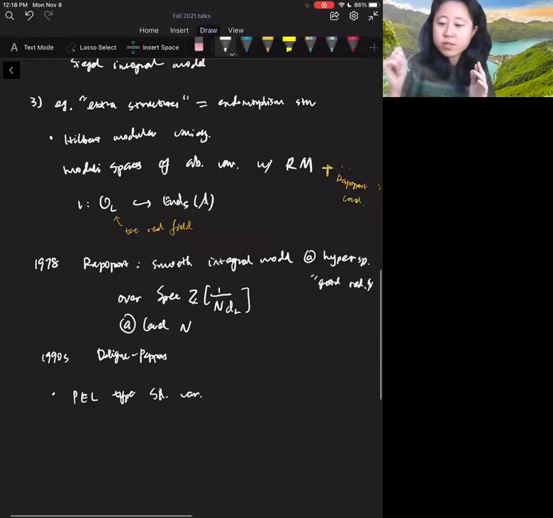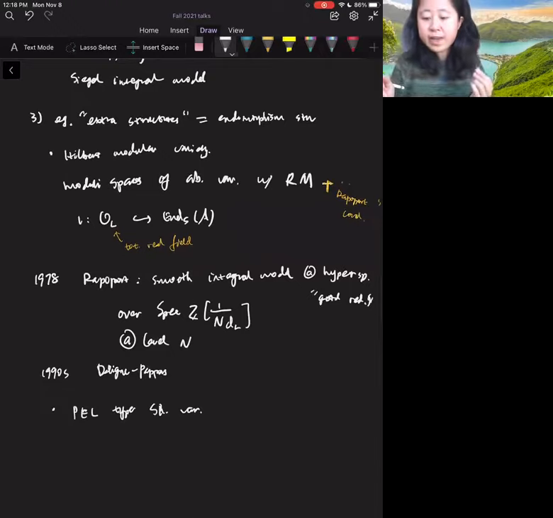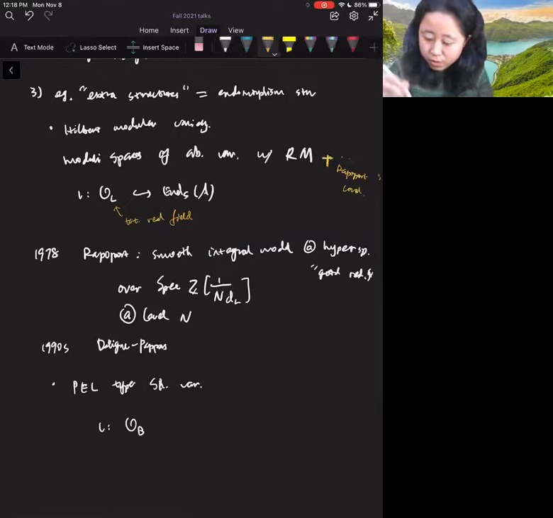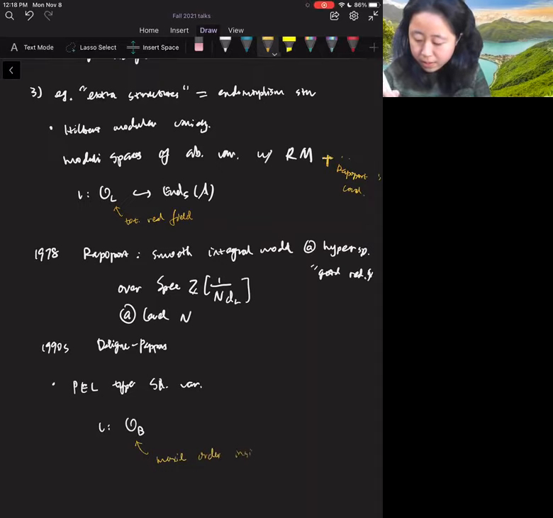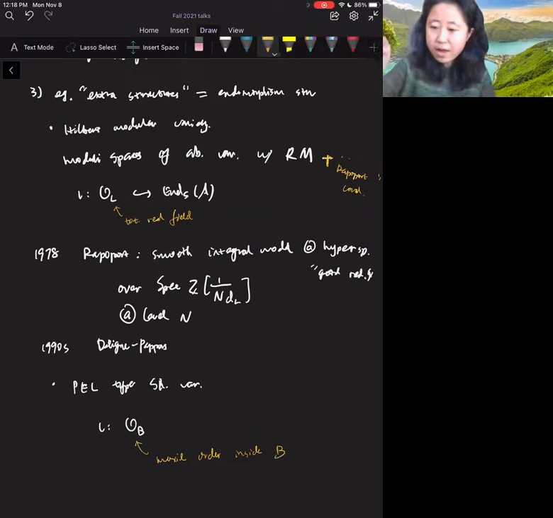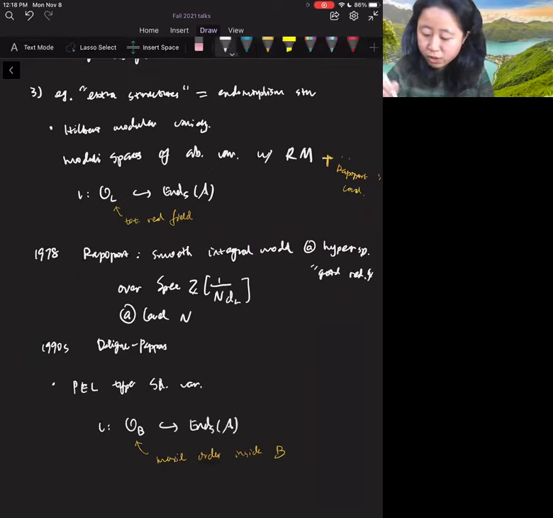So there you just, instead of considering multiplication by this ring of integers of some totally real field, you can replace this OL by a maximal order, which I denote also by OB. So this is some maximal order inside some semi-simple Q-algebra B. And you consider abelian schemes with multiplication by this OB.